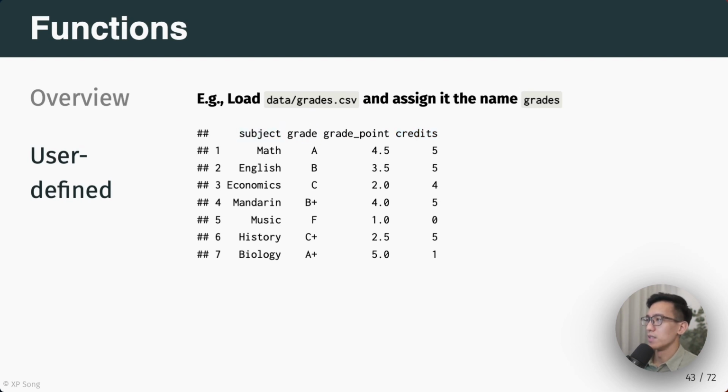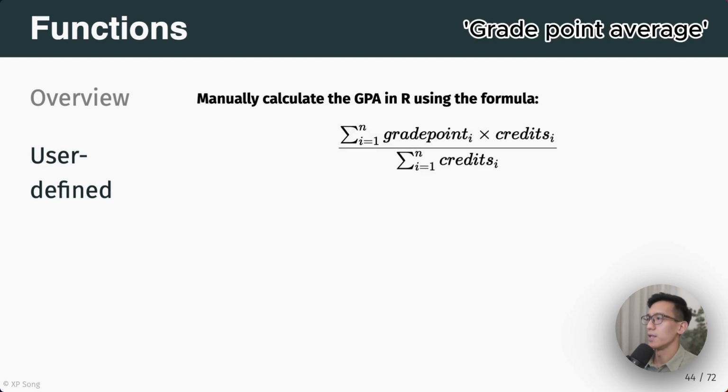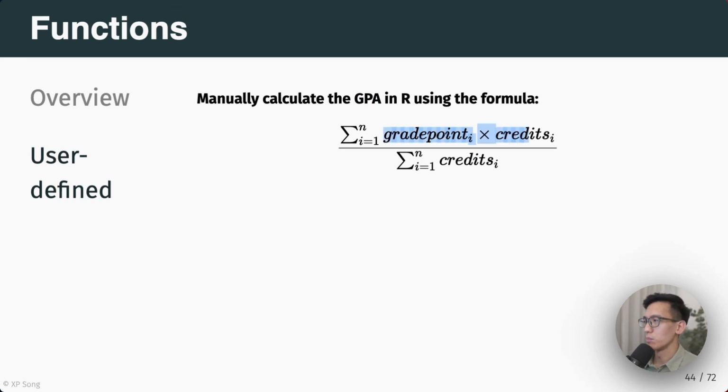Let's say we assign it to the object name grades, and let's say we want to calculate our GPA in R using this formula. For each subject, we will have to calculate the grade points multiplied by the credits and sum this up across all the subjects, and then divide that by the total number of credits across all subjects.